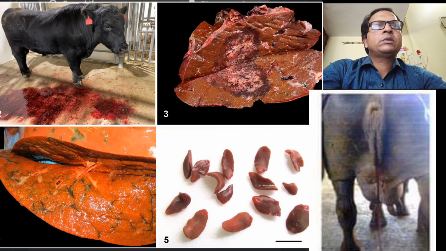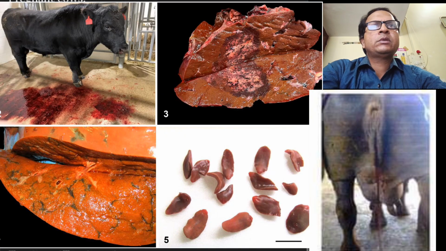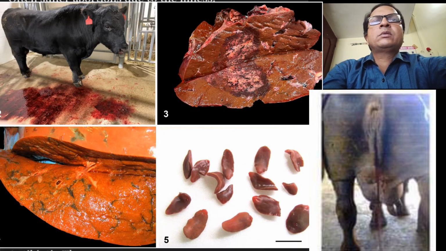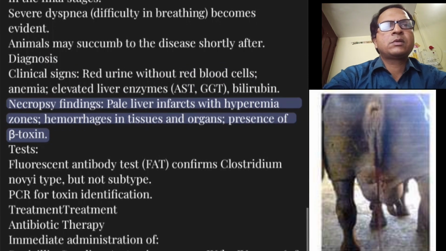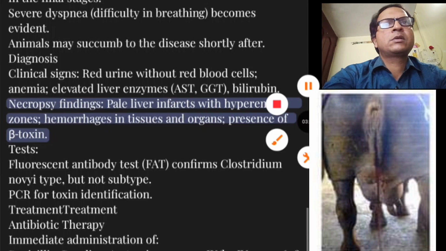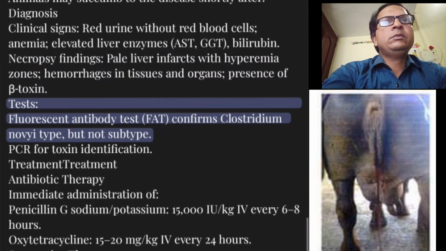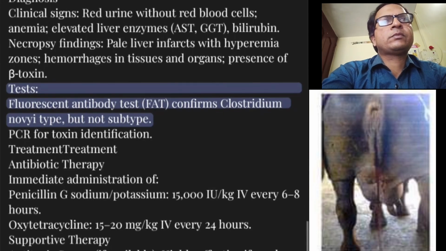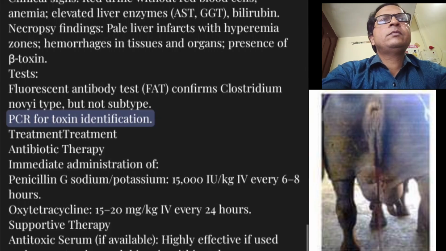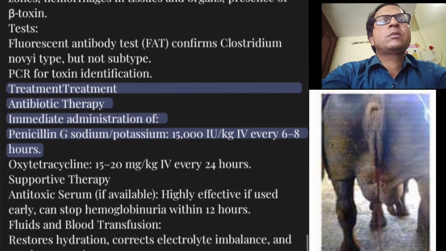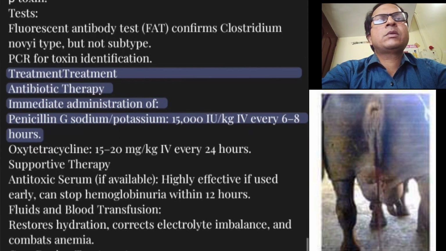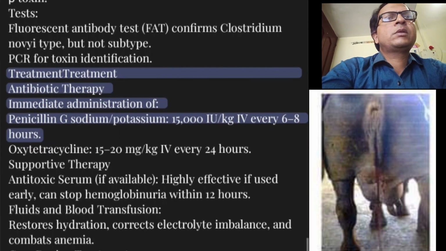Diagnosis: clinical signs: red urine without red blood cells, anemia, elevated liver enzymes, AST, GGT, bilirubin. Necropsy findings: pale liver infarcts with hyperemia zones, hemorrhages in tissues and organs, presence of beta toxin. Tests: fluorescent antibody test, FAT, confirms Clostridium novyi type, but not subtype. PCR for toxin identification.